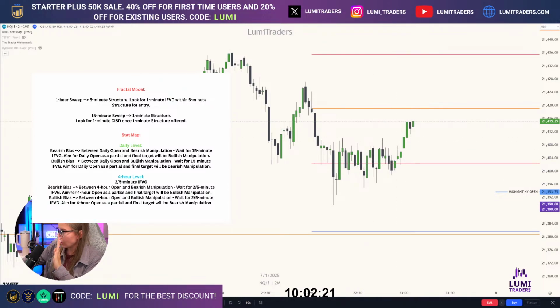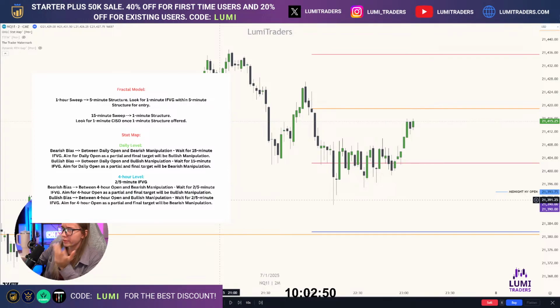So let's read the rules first if you want to trade something. 4-hour levels for short term, right? If you want to be bullish, why do we want to be bullish? Since we already ran the bullish 4-hour manipulation level. Bullish buys between the 4-hour open and the bullish manipulation level. Wait for a 2 or 5 minute inversion fair value gap. By the way, I recommend to wait for the 2-minute inversion fair value gap. It works better in terms of risk reward.